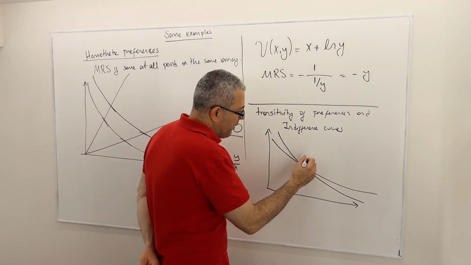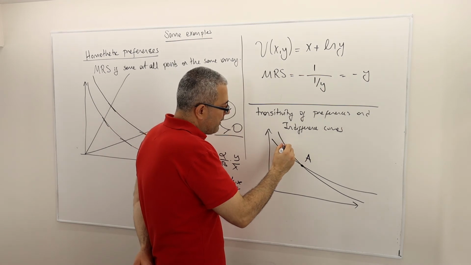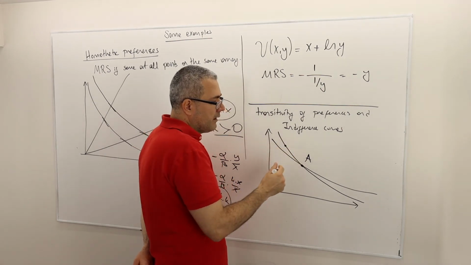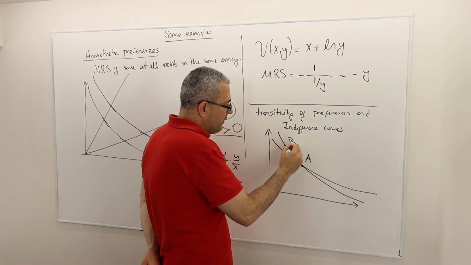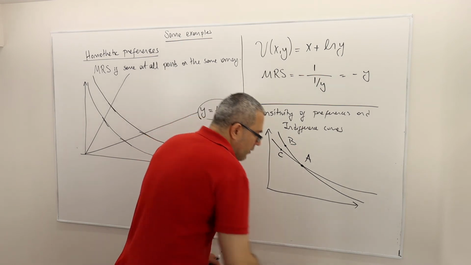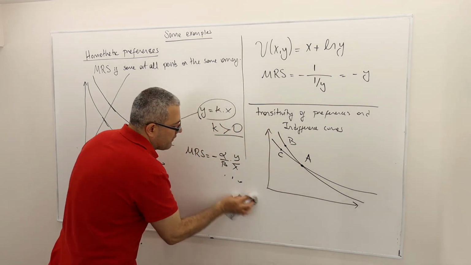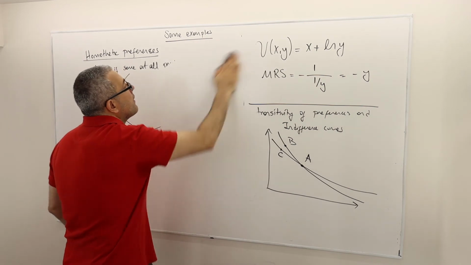Let's call this point A. I am going to pick two more points, not completely random though. I'm going to call this B, and I'm going to call this C. So now I am going to make some observations about those points A, B, and C.